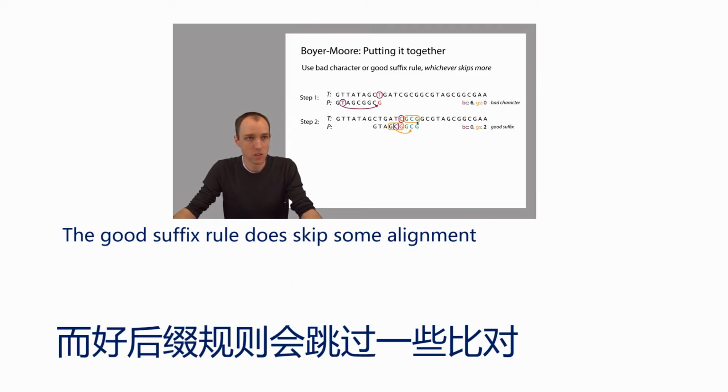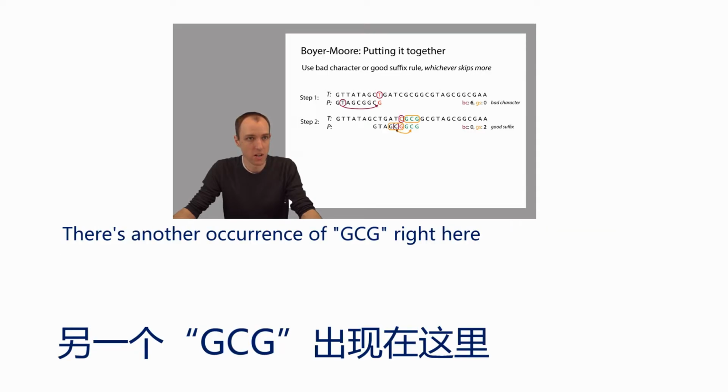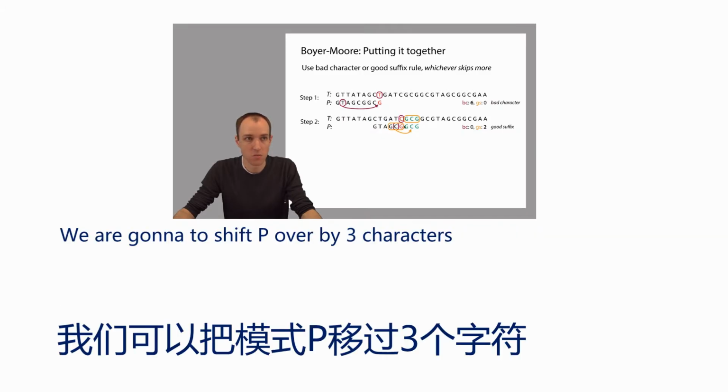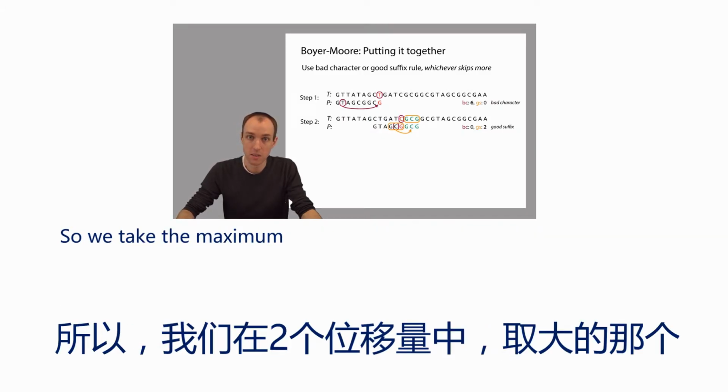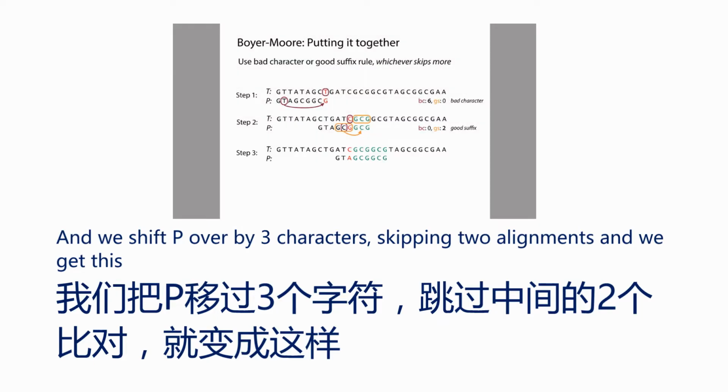The good suffix rule does skip some alignments. So this is GCG. This is the string of characters that we matched within T. There's another occurrence of GCG right here. So the good suffix rule is going to let us skip 2 alignments. We're going to shift P over by 3 characters. So we take the maximum, and we shift P over by 3 characters, skipping 2 alignments, and we get this.